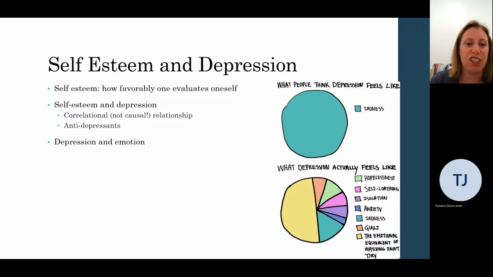And I always like this figure. I think it does a nice job showing how depression feels, right? Most people think depression feels like sadness, but some of the other emotions that go into depression are hopelessness, self-loathing, anxiety, some sadness, guilt, and then a lack of emotion too is a big part of depression. So the emotional equivalent of watching paint dry, right? So it's not just disordered feelings of emotion or too much of the emotion of sadness. It can also be lack of emotion that can indicate disorders.